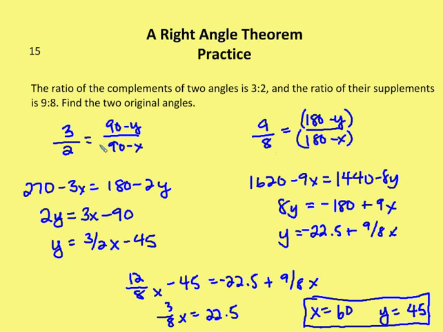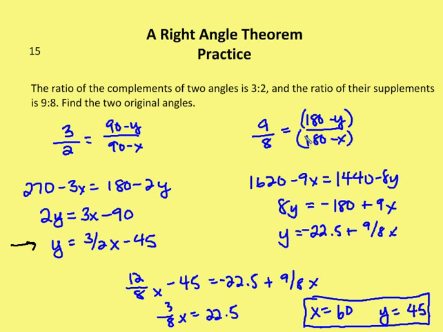So I use cross multiplication, and I find out that 270 minus 3x, so I multiply 3 times 90 minus x, is equal to 2 times 90 minus y. 270 minus 3x is equal to 180 minus 2y. So now again I solve for y in terms of x. 2y is equal to 3x minus 90, and y is equal to 3 halves x minus 45. And I get that for my first equation for y.